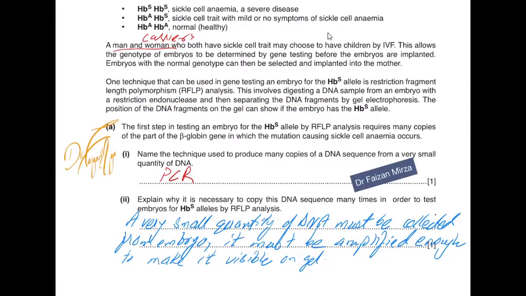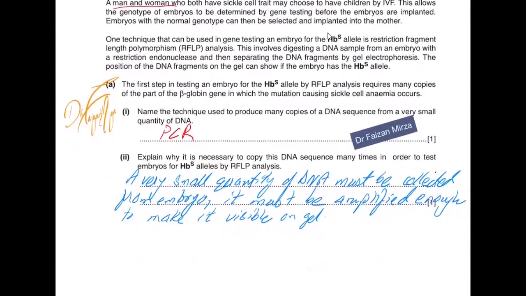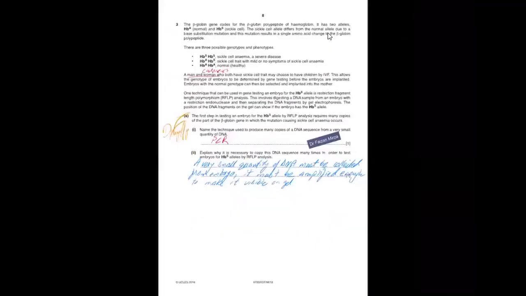The first step in testing for the HbS allele by RFLP requires having many copies of the beta globin gene, which is where sickle cell anemia may occur. Name the technique which is used to produce many copies of the DNA. So that's PCR, or polymerase chain reaction. Explain why it is necessary to copy this DNA sequence many times in order to test the embryo for the HbS allele by RFLP analysis. When the DNA is collected from the embryo, it will be in a very small quantity. So it must be amplified enough to make it visible on the gel when we are using gel electrophoresis.